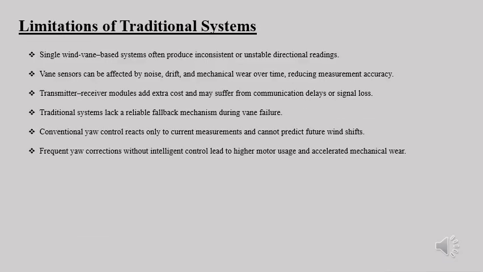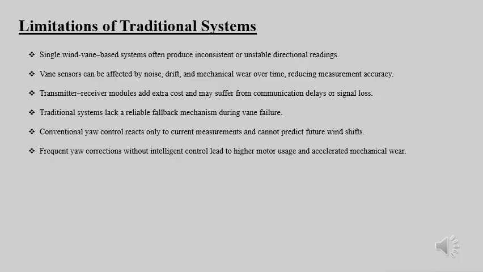The next slide highlights the key limitations of traditional air control systems. First, systems that rely only on a single wind vane often produce inconsistent or unstable directional readings, especially when the wind is turbulent or shifting rapidly. Over time, vane sensors also develop issues such as noise, drift, and mechanical wear, which further reduce their accuracy and responsiveness. In many setups, transmitter receiver modules are used to send directional data, and this component increases overall cost while remaining vulnerable to communication delays or complete signal loss.